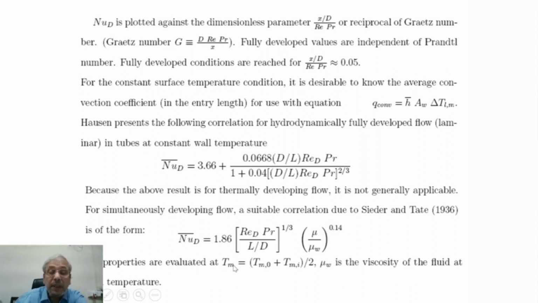All properties are evaluated at Tm, that is the mean of the mean outlet temperature from the tube and the mean inlet temperature to the tube. So this is the mean outlet temperature when the heated fluid comes out, and the mean temperature of the fluid when it is at the entry, divided by 2. These are bulk mean temperatures. So all the properties are evaluated at Tm. The viscosity mu_W is at the wall temperature.